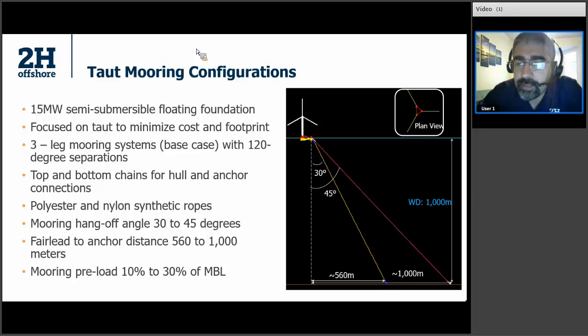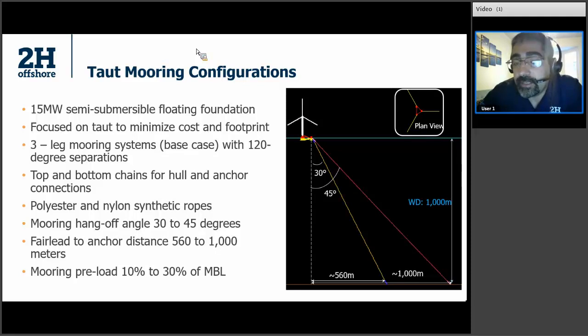The reason for that: when the mooring hang-off angle starts to get less than 30 degrees, the efficiency of the mooring decreases. It becomes more like a TLP design, and you won't get the lateral restoring force you need from a mooring line. And at a 45 degree angle, you can see the footprint from fairlead to the anchor becomes around 1,000 meters in 1,000 meter water depth.